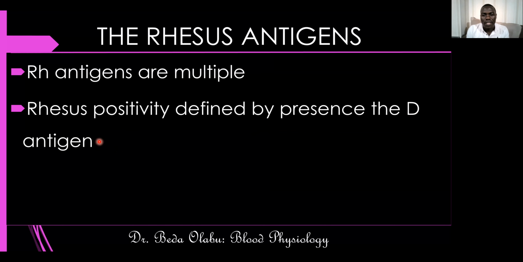That means that if someone has antigen C in the red blood cells, but they don't have antigen D, they are still classified as being rhesus negative. And if someone has antigen D on their red blood cells, even if they lack C and E, they are still considered rhesus positive. So the D antigen is what determines rhesus positivity, because this is the one which is of clinical importance.